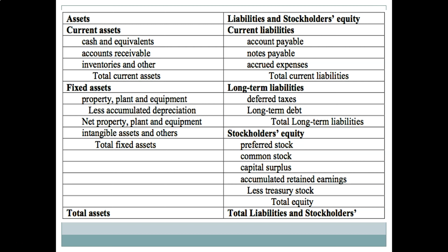It's a little more complicated than we need for this class. But essentially what net working capital says is that if our net working capital is greater than 1, then our current assets outweigh our current liabilities.